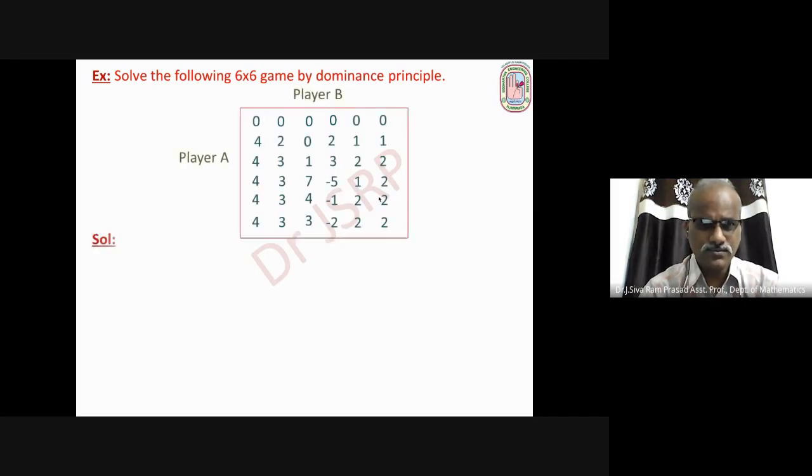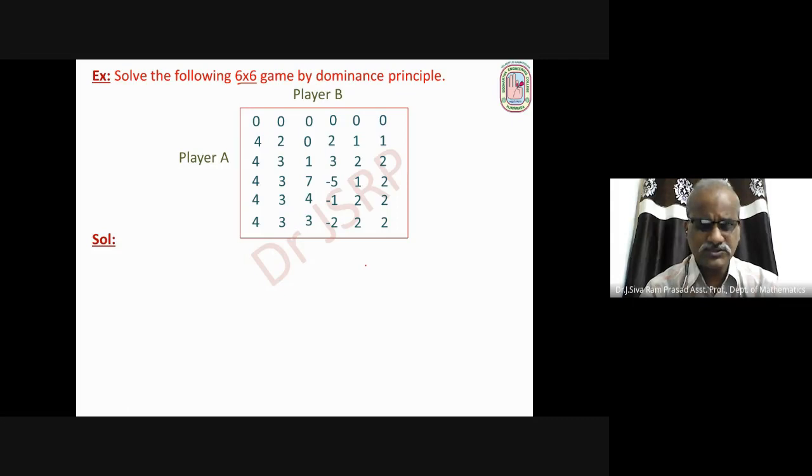In this lecture, I am going to explain how to solve a game using dominance principle. So consider this problem. Solve the following 6 by 6 game by dominance principle. 6 by 6 game means player A has 6 strategies, player B has 6 strategies. So it is 6 by 6 game. Okay. So we have to use dominance principle. So directly go to dominance principle.